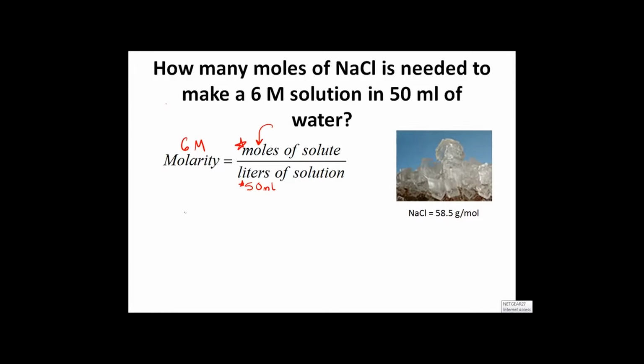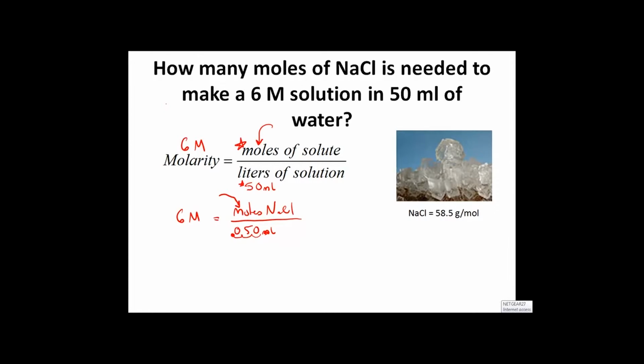So when we plug the numbers in right now, we have 6 molar equal moles of NaCl divided by 50 milliliters of solution. Now we know we can't use 50 milliliters. It has to be liters. So we're going to do the 1, 2, 3. Decimal point is over there, so I actually have 0.050 liters of solution. Now what I want you to do is isolate the moles. We're going to solve for moles.